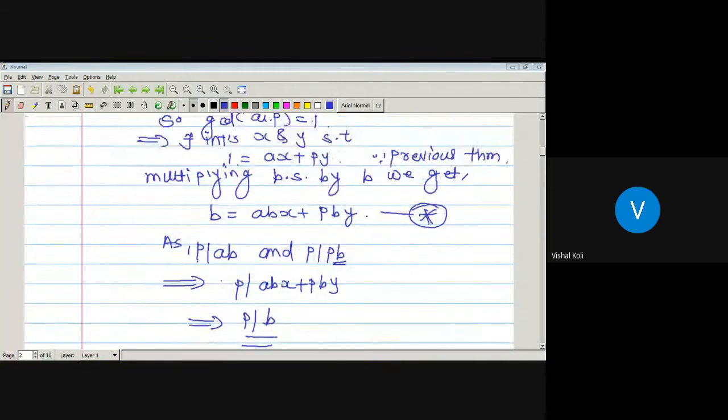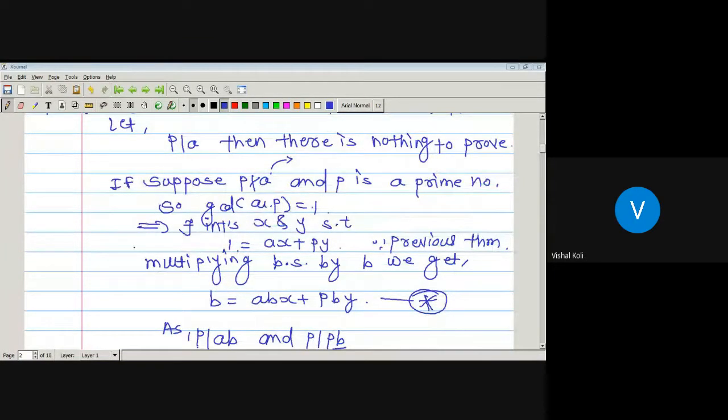Okay, here either we can use this method or there is one other method. Since whenever GCD of A and P is equal to 1, then we have used this result: there exist integers X and Y such that 1 is equal to AX plus BY. We can prove it by Euclid's lemma also.